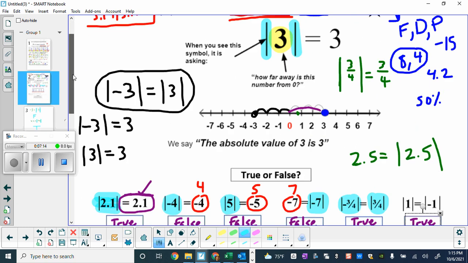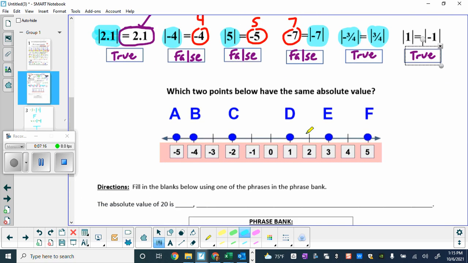All right, now I'm back in your notes with you guys, and we have just a quick question here that says, which of the 2 points below have the same absolute value? So if I look at point A, for example, it's 5 spaces away from 0. B is 4 spaces away from 0. C is 2 spaces away. And again, we're just trying to see how far away is everything from this green line. So if C is 2 spaces away and D is 1 space away, they don't have the same absolute value.